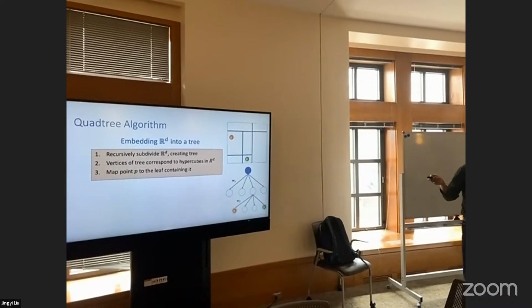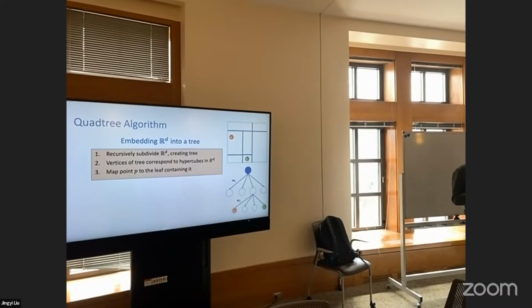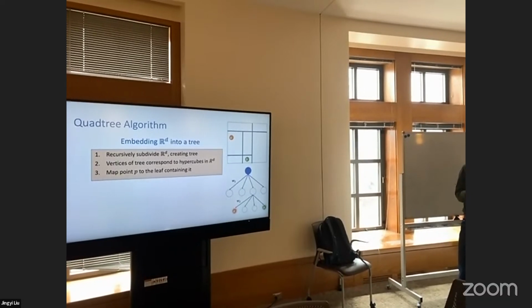So vertices of the tree correspond to subsets of the points in R^d. They actually correspond to hypercubes. And what is the mapping? I take a point in my space, and I map it to the leaf of the tree, where that leaf just corresponds to that point. If you subdivide enough, you just get a single point.